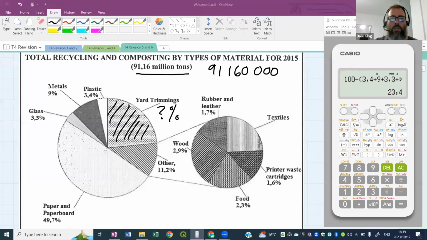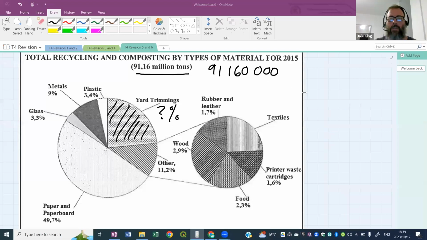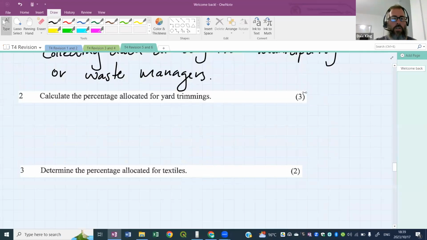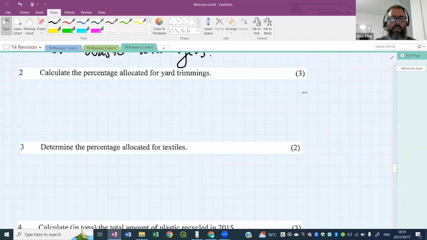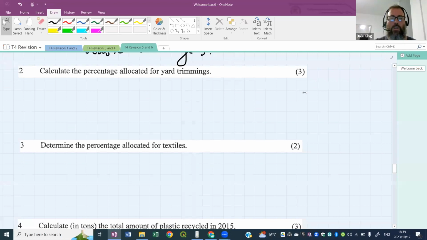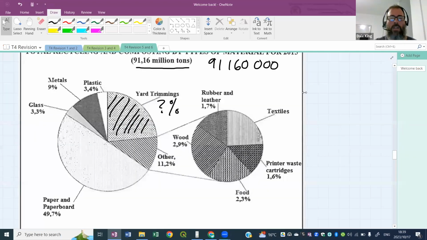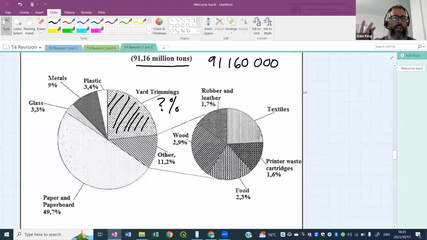All right, let's see what the next question is. Number 3, determine the percentage allocated for textiles. Determine the percentage allocated for textiles. Ooh, I'm not going to say anything. I'm not going to give you a warning. I'm not going to give you a hint. Determine the percentage allocated for textiles. Here we go. Textiles on the right there.